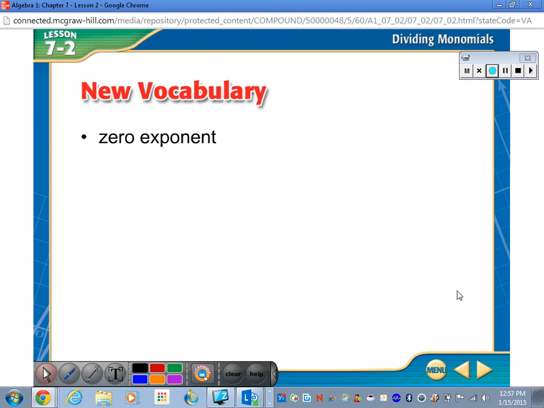Okay, of our new vocabulary, we're going to be talking about zero exponent. We're going to talk about negative exponent. And then the last one here is order of magnitude. We don't actually do that in this class, so we'll just skip that.